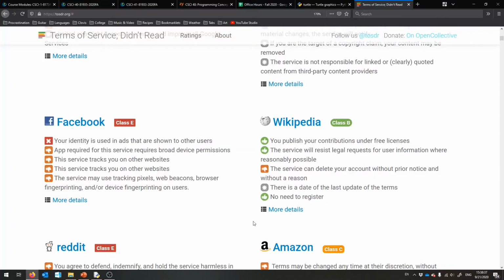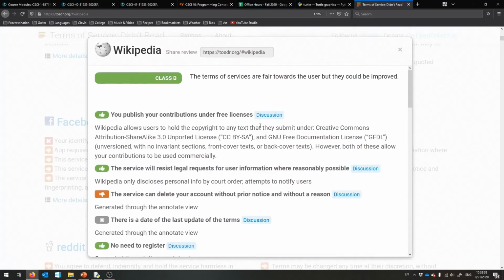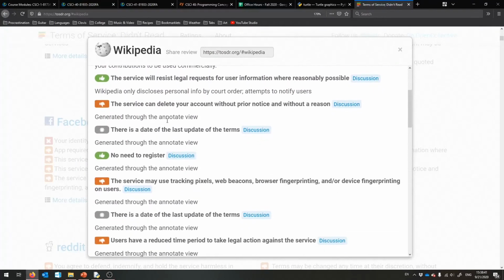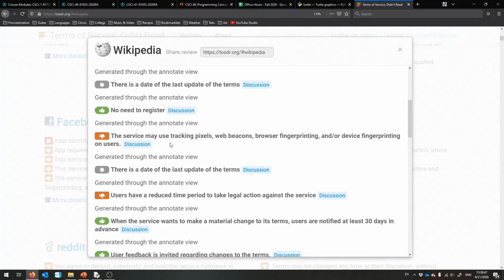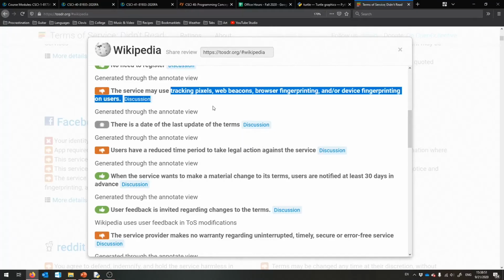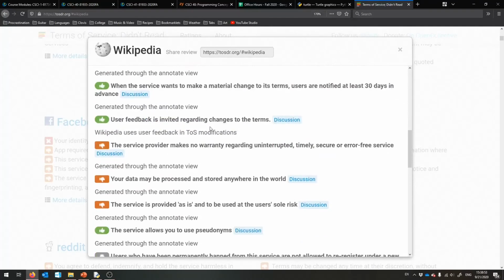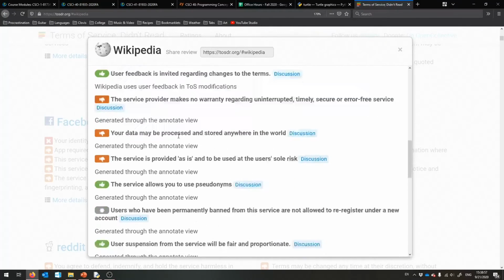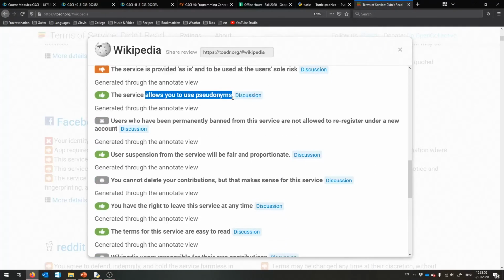Some of them are really nice, like Wikipedia. From a legal standpoint, they're very nice. You don't have to register for anything. They're not really gonna do too much. Again, they're probably gonna try and serve you some ads, so they're gonna track you a little bit. They actually request feedback. That's fun. You don't have to use your real name, which is a problem sometimes.